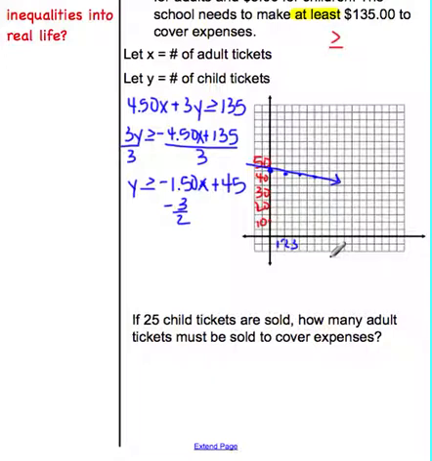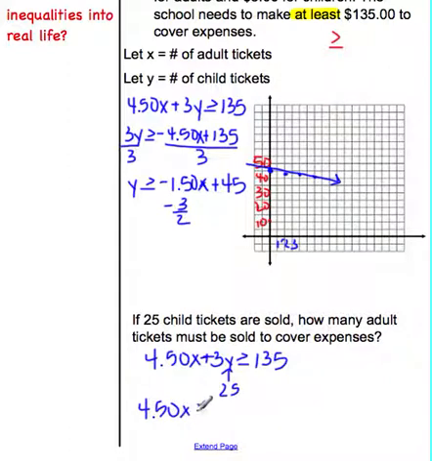Now, if 25 child tickets are sold, how many adult tickets must be sold to cover expenses? In this case, we're going back to using our inequality of 4.50 X plus 3Y is greater than or equal to 135. If 25 child tickets are sold, Y is filled in with 25. So that's 4.50 times X plus 3 times 25, which is 75, is greater than or equal to 135.